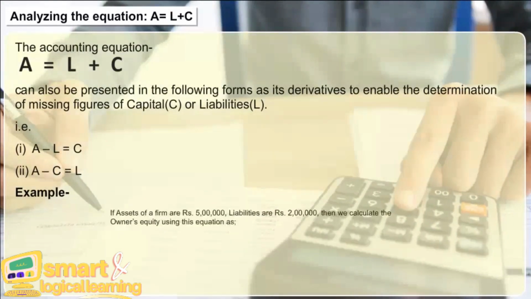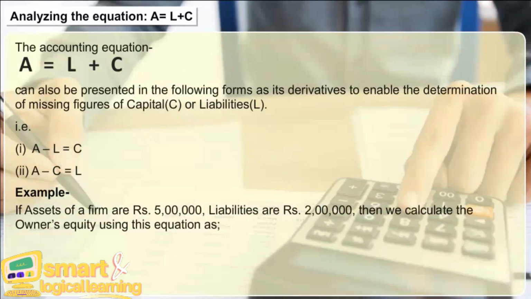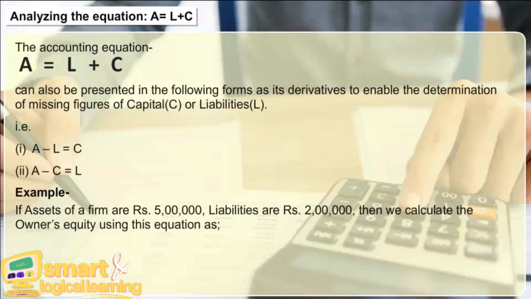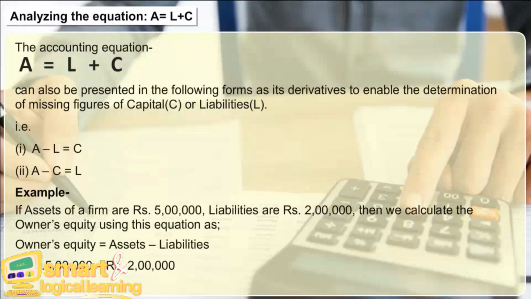Example: if assets of a firm are 5 lakh rupees and liabilities are 2 lakh rupees, then we calculate the owner's equity using this equation as owner's equity is equal to assets minus liabilities, which is equal to 5 lakh rupees minus 2 lakh rupees, which is equal to 3 lakh rupees.